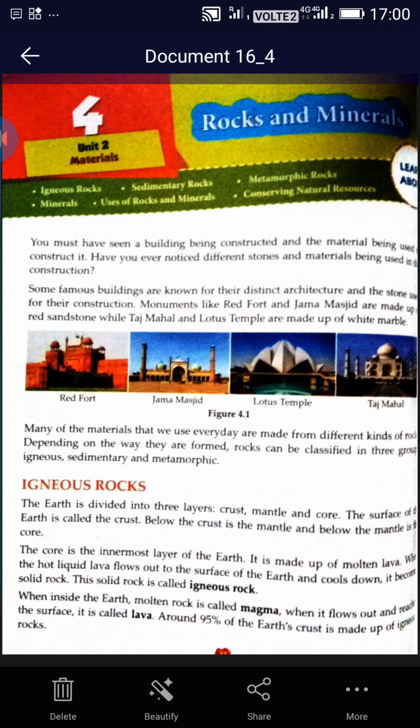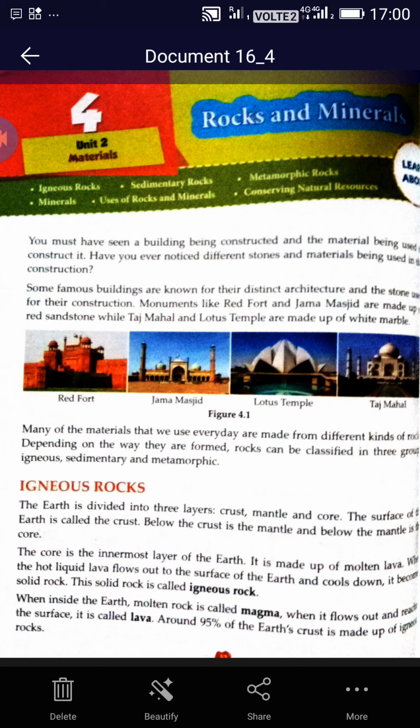Clear, all of you? Now, many of the materials that we use every day are made up of different kinds of rocks. Depending on the way they are formed, rocks can be classified into three categories. Which three categories? Igneous rocks, sedimentary rocks and metamorphic rocks. So first one is igneous rocks.